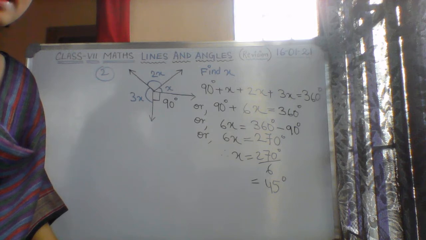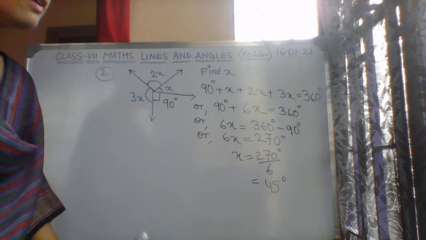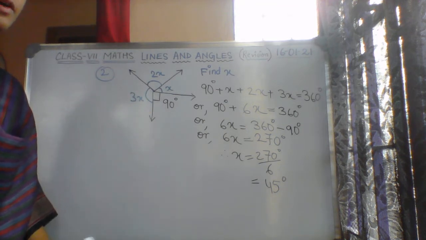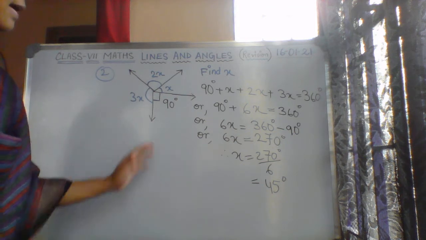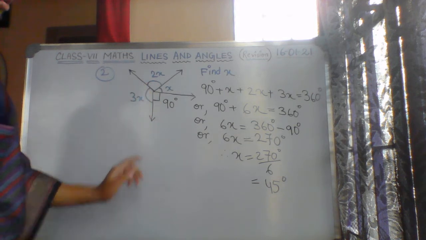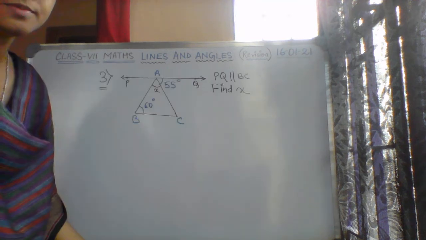Now moving on to the next question. I hope this question is clear to you. You have to apply the concept you have learned. What can I apply? Supplementary angles I cannot apply over here. Linear pair I cannot apply. So think about which types of angles you can apply so that you can find the value of x, because three unknown angles are there.